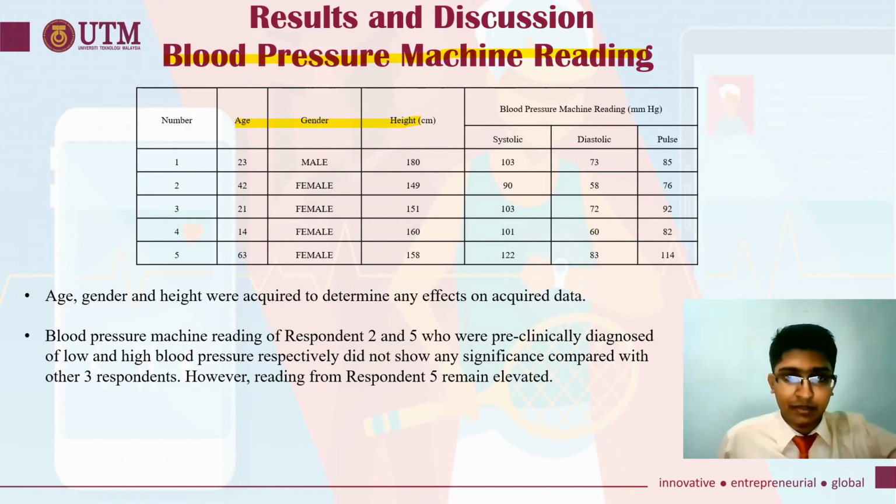And earlier, respondents 2 and 5 had been pre-clinically diagnosed with low blood pressure and high blood pressure as well. However, from the acquired data, we could see the highest pulse pressure goes to respondent 5 and the lowest goes to respondent 2, which means respondent 5's data remains at an elevated heartbeat, while respondent 2 remains at a lower pulse pressure among the rest.